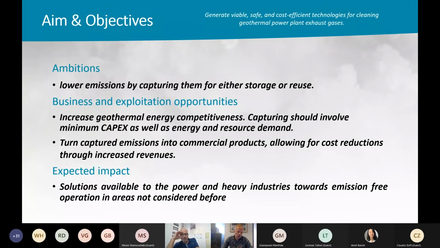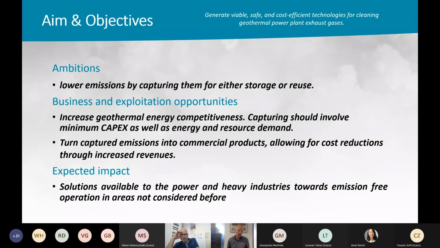We want to increase the competitiveness of geothermal by reducing the environmental impact, and we want to do this with minimum increase of the capital expenditure of the projects. We also want to develop methods that are energy and resource lean, so they are not demanding too much on the power output of the power plants.